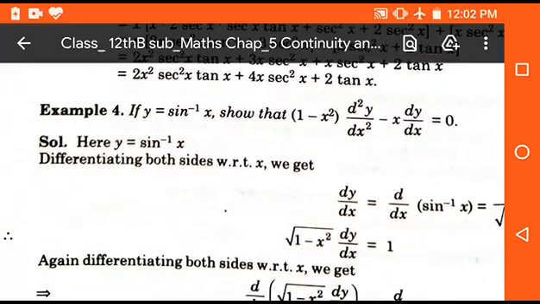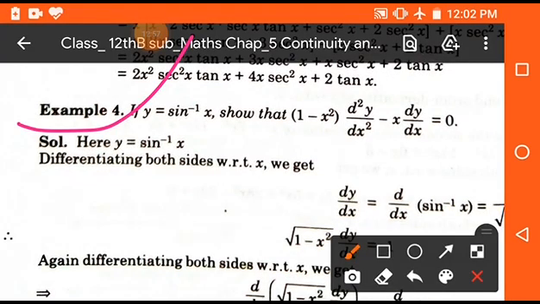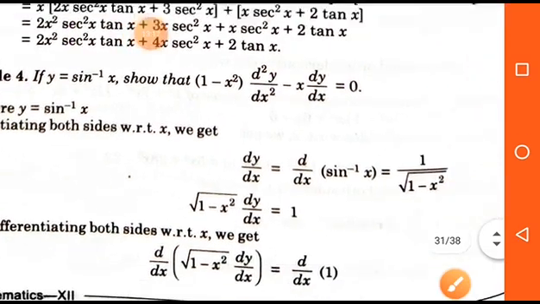Now students, I'm giving another example. If y is equal to sine inverse x, then show that (1 minus x square) d2y upon dx2 minus x dy over dx is equal to 0. Here dy over dx is the first derivative, d2y upon dx2 is the second derivative. Clear? Okay students, so let's start.